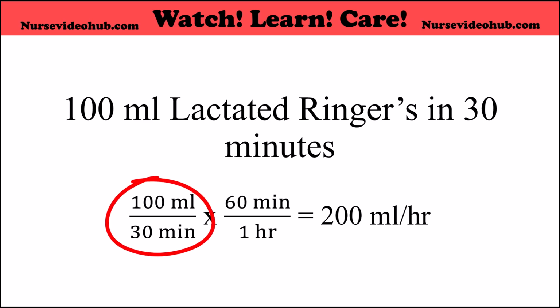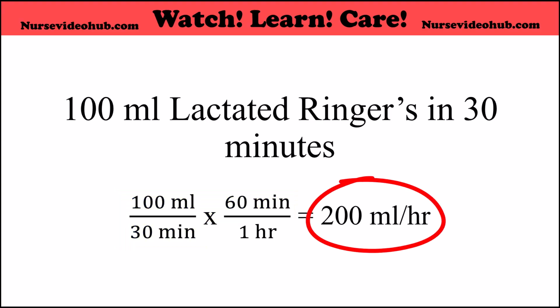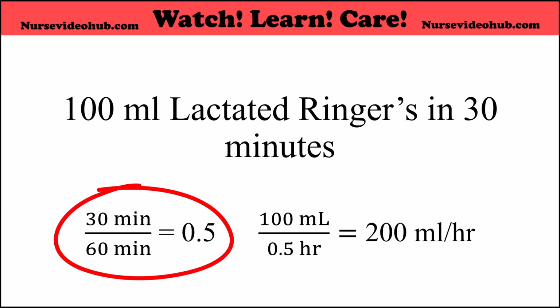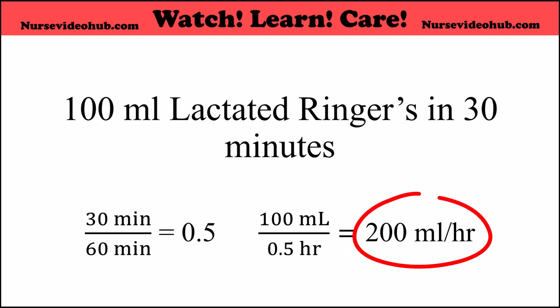100 milliliters over 30 minutes times a conversion factor of 60 minutes over 1 hour. The minutes cancel out. 100 milliliters times 60 divided by 30 equals 200 milliliters per hour. And that's what you program the IV pump to, 200. You can always divide the 30 minutes by 60, which equals 0.5, then complete the formula. 100 milliliters divided by 0.5 hours equals 200.